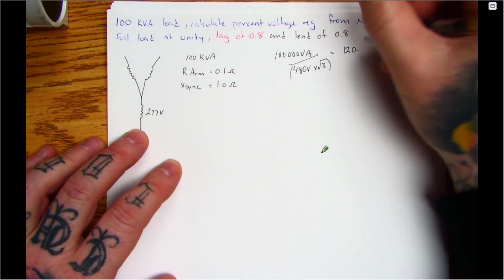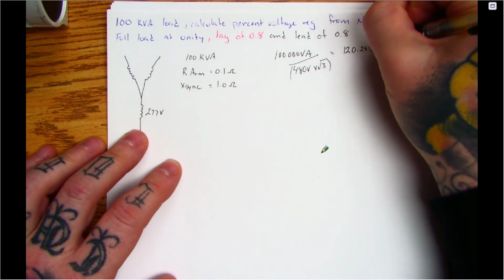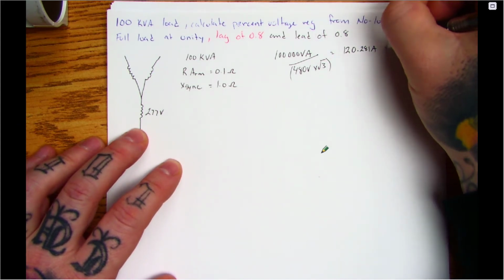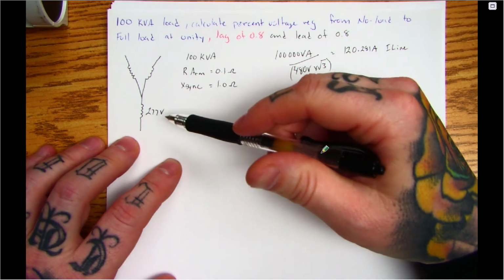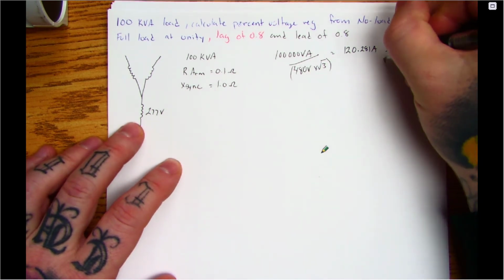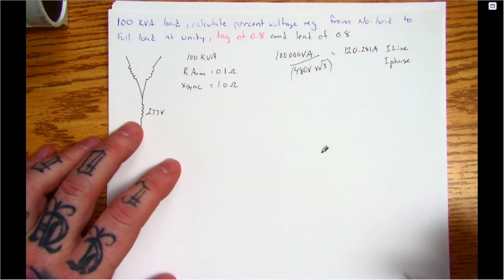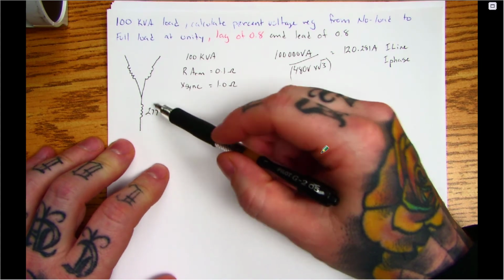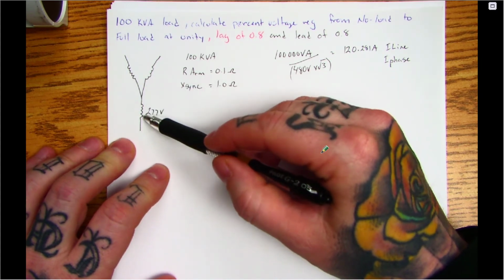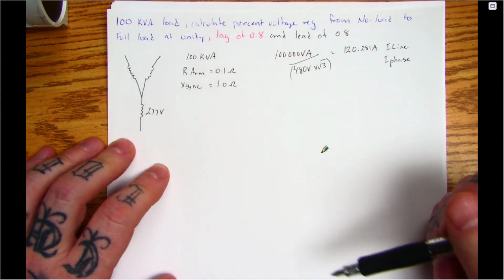Let's just say 0.281. Okay, so that's my I line. Now again, we're hooked in Y, so that is also my I phase. Okay, so that's the current that's going to be flowing through each one of these windings. Each one of these windings has the resistive value and the X sync value, but we're just going to look at one winding.